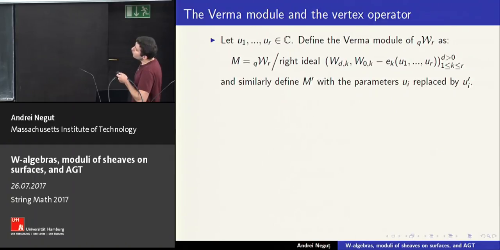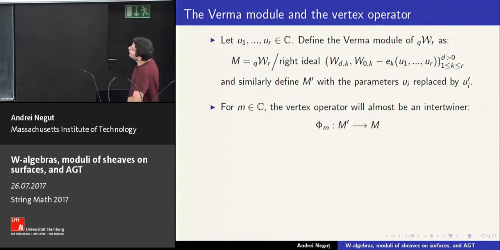We will also encounter the Verma module M prime, which is defined in the exact same way, but instead of complex numbers UI, you can think of these as complex numbers ui prime. So in principle, you have such a definition for any choice of highest weight ui and ui prime. So for two different highest weights, you have two different Verma modules, and what I will say makes sense for all of them. So with this definition of Verma modules, let's define the vertex operator.